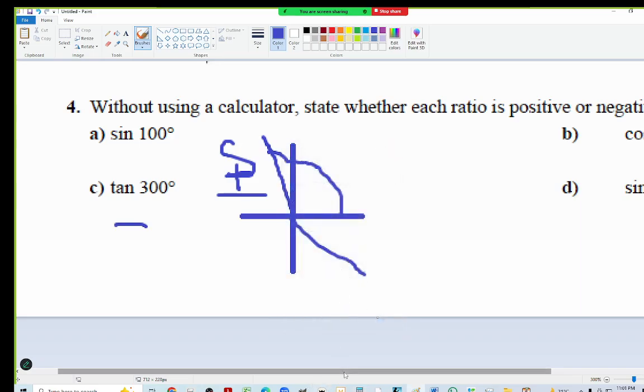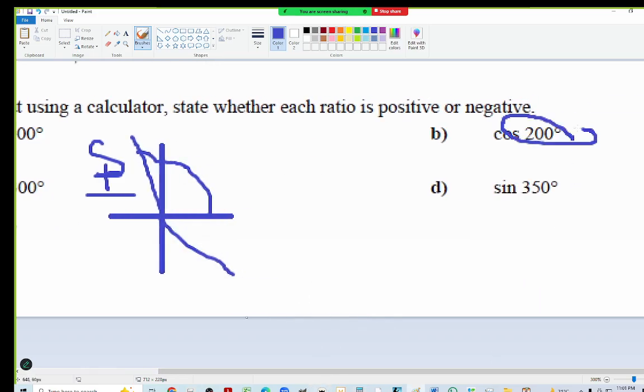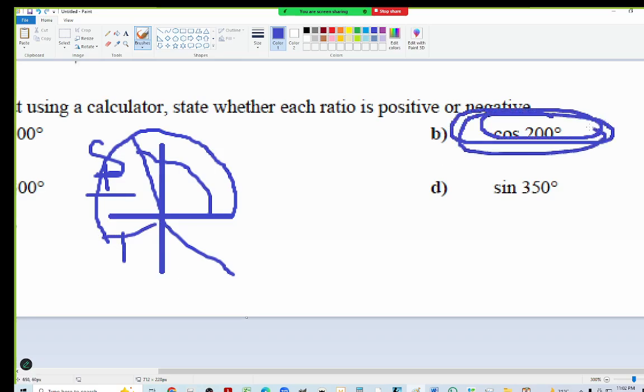Okay, this one, what quadrant does 200 fall into? The third one. What's positive and negative here? In the third one, it is T, so tan's positive. So that means this is going to come out as... cos? Positive? No, cos is negative. Always look at what they're asking, cos.